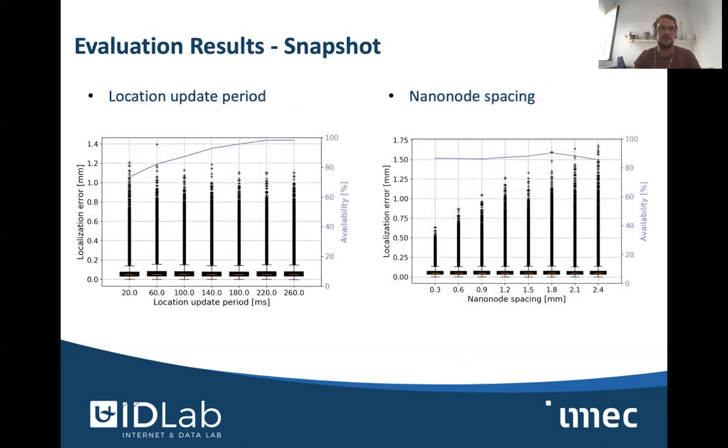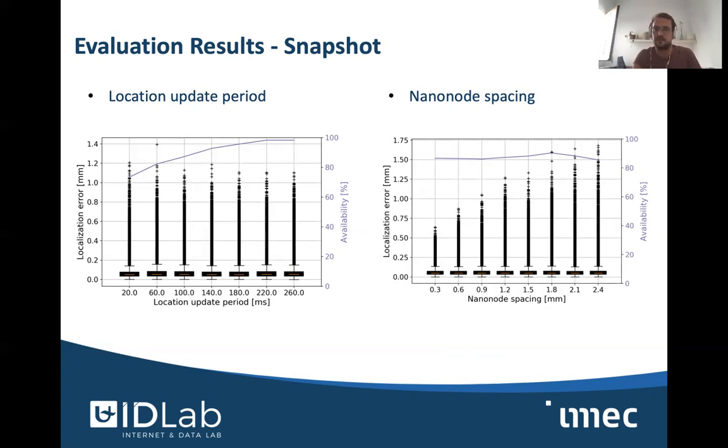Here we can see as we increase the location update period, as we try to localize the nodes less frequently, the accuracy of localization doesn't change, but the availability of the service increases, because we are utilizing it less frequently, so it's available. And the availability comes from the fact that these are intermittent nodes. So if they're not turned on, they will not respond. You will not be able to obtain time of flight, and you will not be able to estimate this node. This is represented by the availability.